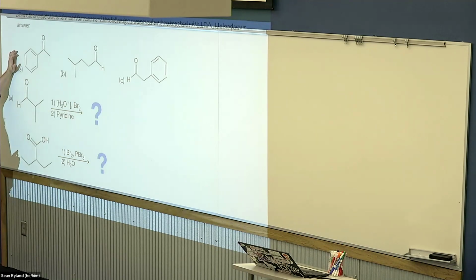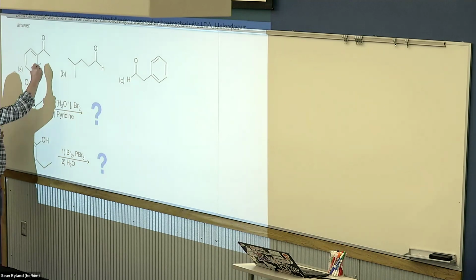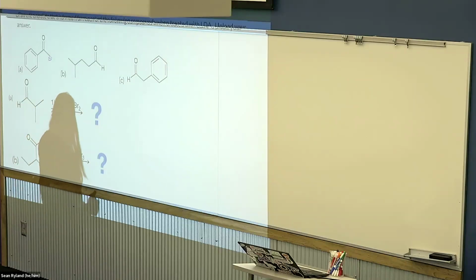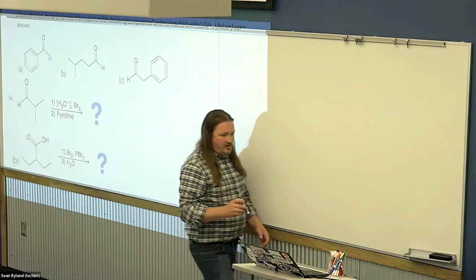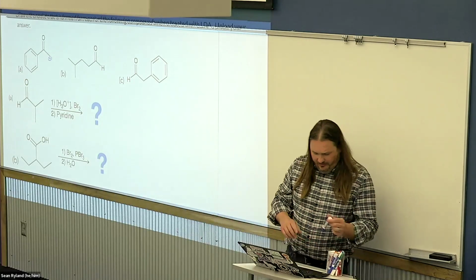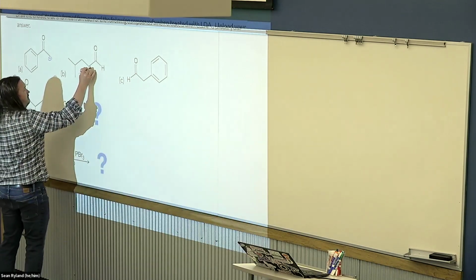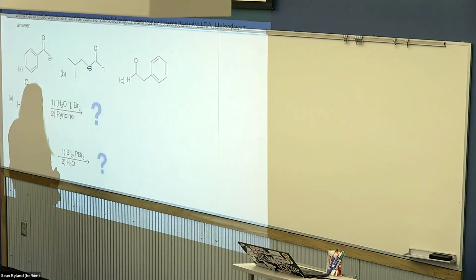Reminder that when we treat these with LDA, the irreversible enolate formation pulls the hydrogen off of the alpha carbon, but it has to have one. So for A, only one of our alpha carbons has a hydrogen to remove, so that makes our choice easier. Same for B. Our enolate's gonna look like that.